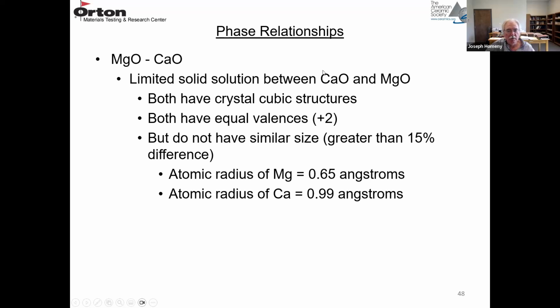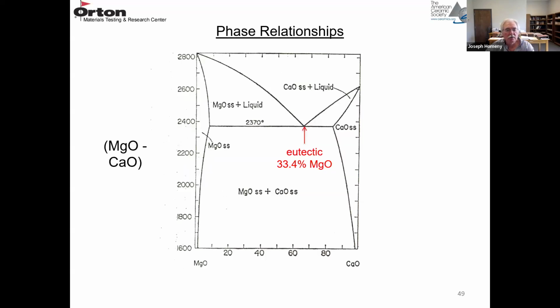And we talked about this a little bit. They both have the same crystal structure. They're both cubic. They both have the same charge. They're both +2, Ca +2 and Mg +2. But the Ca and Mg ions are different sizes. The difference is greater than 15%. So that limits the solid solution that can form. The atomic radius of Mg is 0.65, and the atomic radius of Ca is 0.99, and that's in angstroms. So the size difference limits the amount of solid solution that can take place.